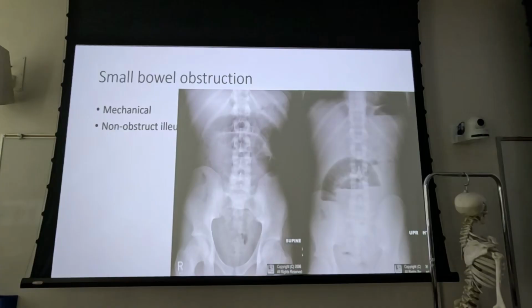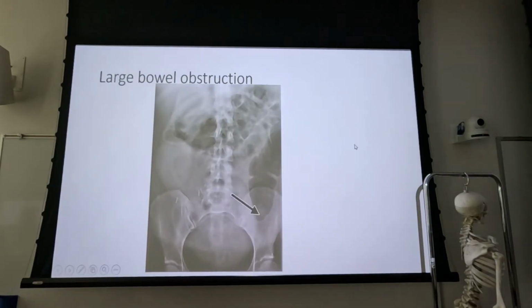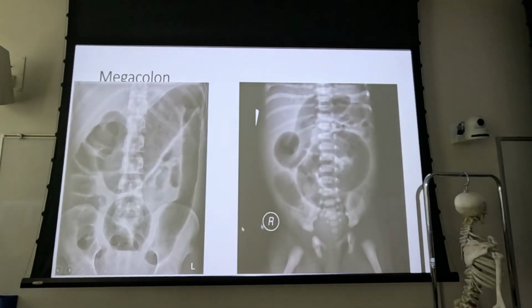So what's causing the obstruction? Is it mechanical for those reasons? Is it a non-obstructive ileus? Did the patient have surgery? What's going on with the patient? Again, more of the same. Possibly a volvulus there. What's causing that? I don't know.